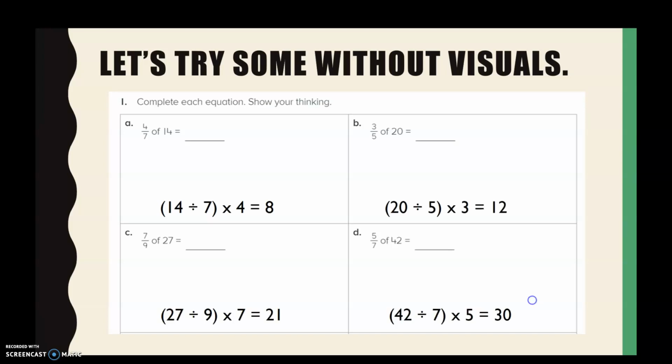Hopefully, you're having a little bit of success. We're taking our whole, dividing it by our denominator, multiplying it by our numerator to get our answer. Your answer should always be less than what you started with. Notice, all of my answers are less than what I started with. Super important. Okay?